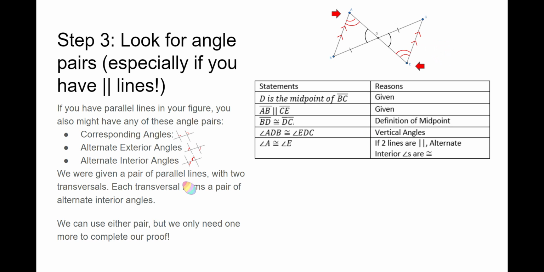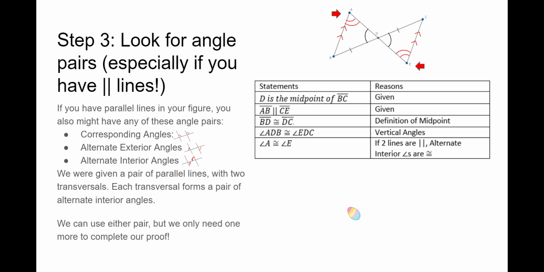Parallel lines can give us other angle pairs. You could have corresponding angles that look like this, where they're the same position. You can have alternate exterior angles where they're on opposite sides of your transversal, but they're outside of the parallel lines. And your most common one for triangle proofs is alternate interior angles, where they're between the parallel lines on opposite sides of the transversal. So they make kind of a Z shape.